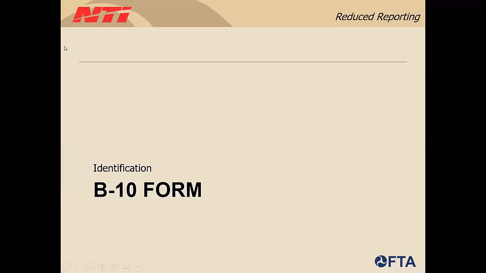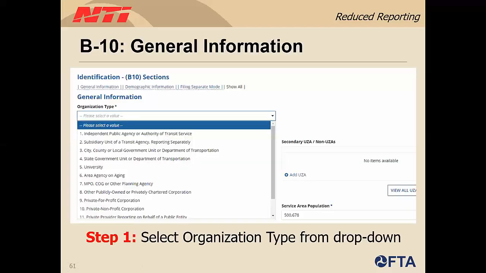The first form in each report package is the B10 identification form. The first step on this form is to select your agency's organization type from the drop-down menu. Examples of available organization types include city, county, or local government unit, or independent public agency or authority of transit service.